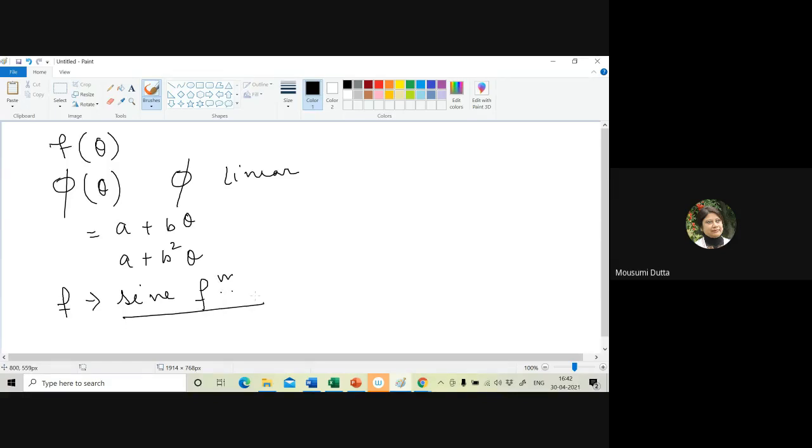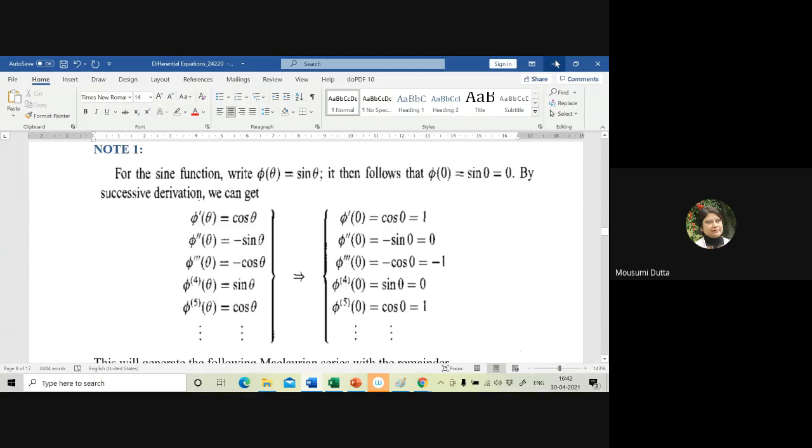Got it? Not f, here the phi, whatever you call it. Somebody calls this phi. So phi of theta is equal to sine theta. I'm considering the function a sine function, so I'm writing phi of theta is equal to sine theta.